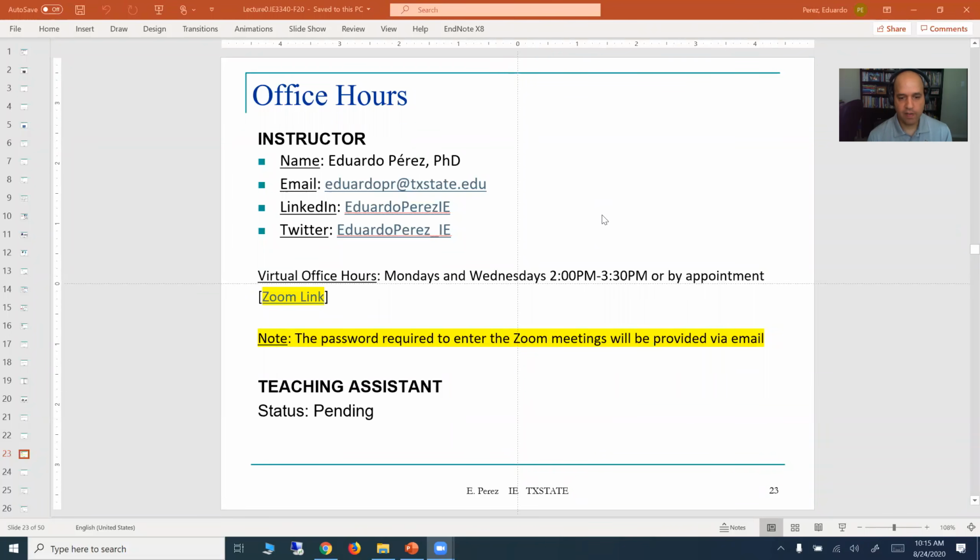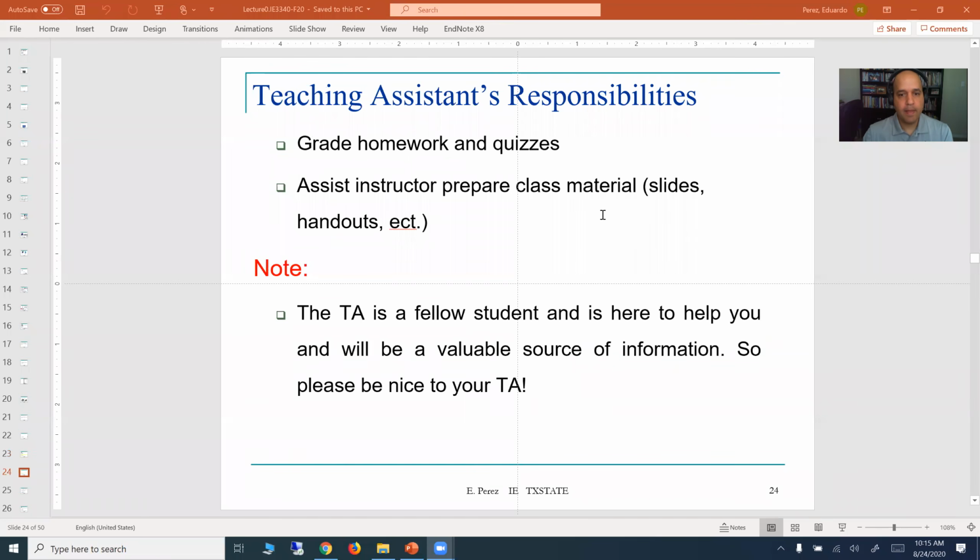We're going to have a teaching assistant for grading the assignments, only the assignments. I don't have the name of the person yet, but it's a master's student. I'm going to be grading the exams, and the exams are going to be my responsibility. So these are the teaching assistant responsibilities: grade homework and quizzes. We are not going to have quizzes this semester.